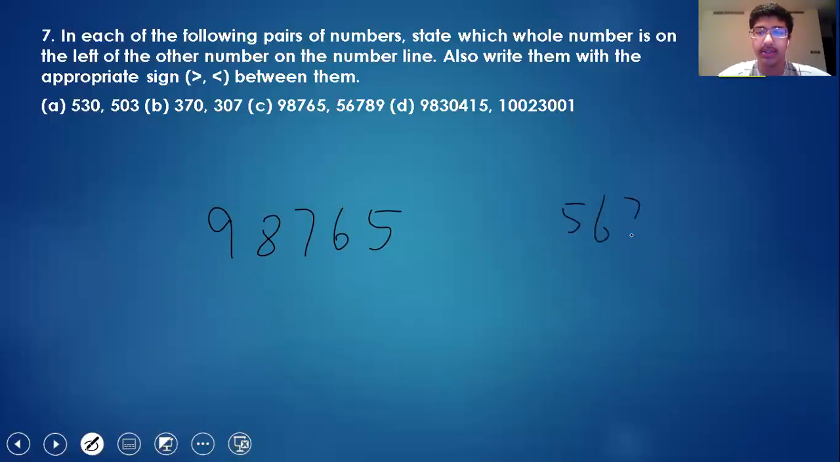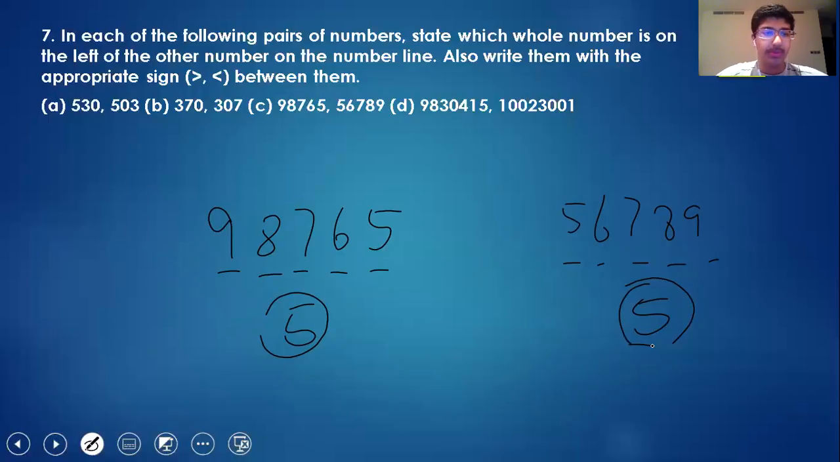98765 and 56789. Number of places in the first number, number of places in the second number: 5 and 5. Now we will start by looking at the last digit of both numbers, since they both have the same number of places. 9 and 5, correct? 9 is obviously greater than 5. So the mouth will face towards the greater number, that is 98765. And the lesser number will be on the left hand side of the number line. That is, 56789 will be on the left hand side of the number line.